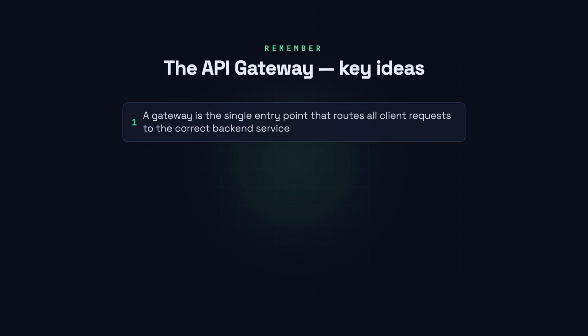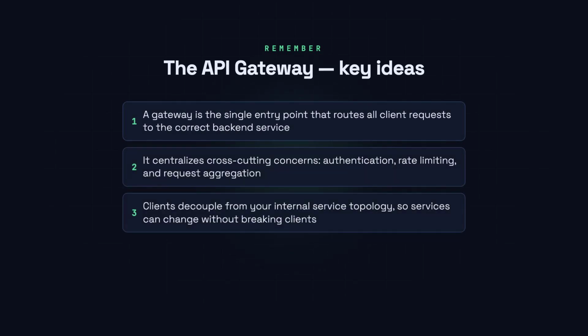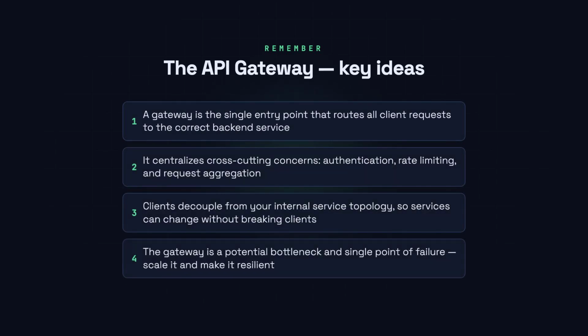To summarize, an API gateway gives every client one well-known front door and keeps your internal services hidden behind it. It is the right place to centralize authentication, rate limiting, and aggregation, so those concerns do not scatter across every service. Because of that central role, resilience is non-negotiable. A gateway that goes down takes the whole system with it. Scale it horizontally and monitor it as carefully as any critical service.